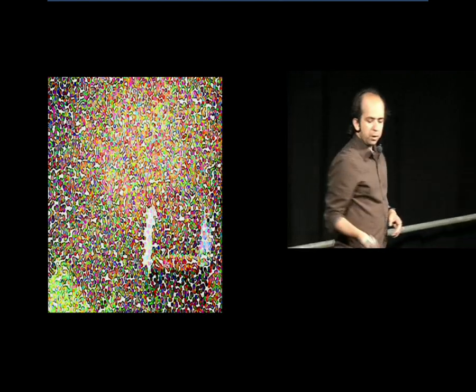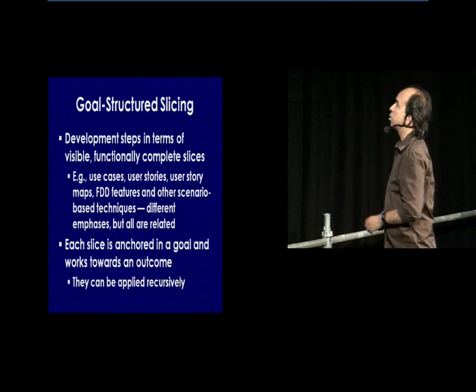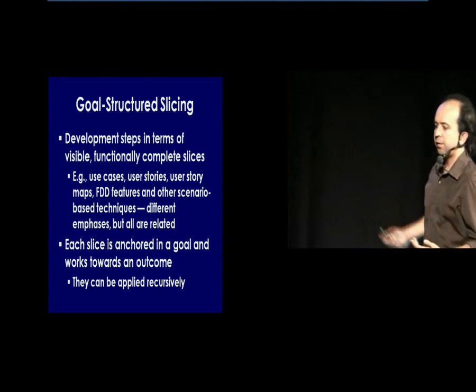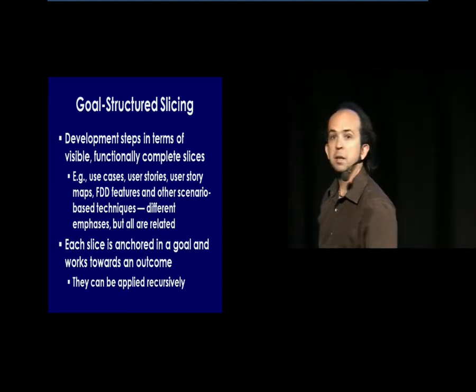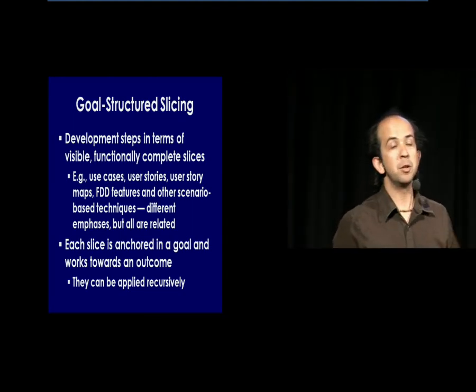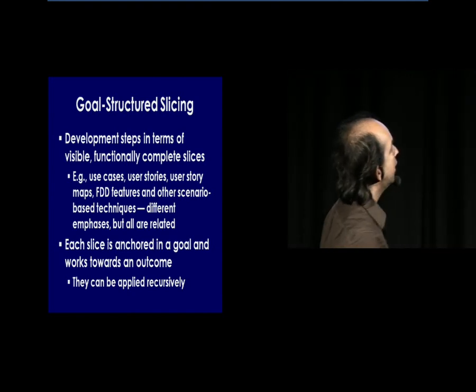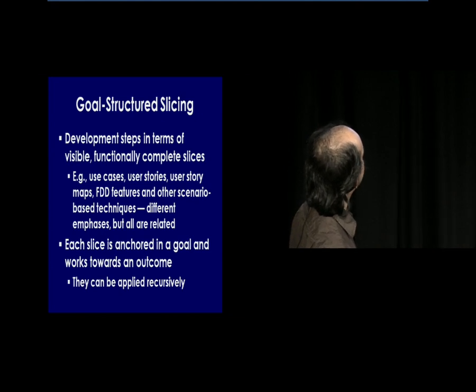Now, one of the interesting observations here is that all of these approaches, use cases, user stories, user story maps, that's another Jeff Patton one, FDD features, all of these have the same underlying thing. What's funny is the way that use cases are being reinvented by people doing user stories. We now have epics and themes. We now have user story maps. All of this stuff was known a number of years ago, although presented sometimes slightly differently.